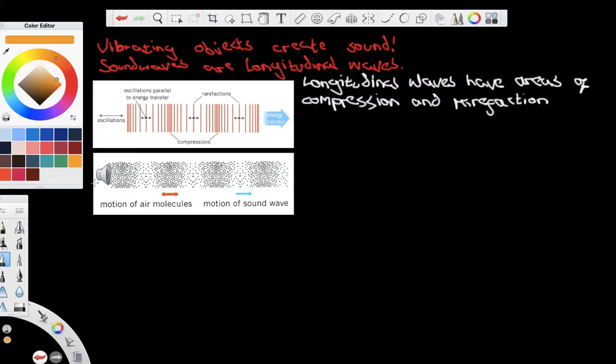So this is what's known as the source. This speaker here is the source. Now a source in terms of sound is something that vibrates to create sound. So a source is something that vibrates to create sound.